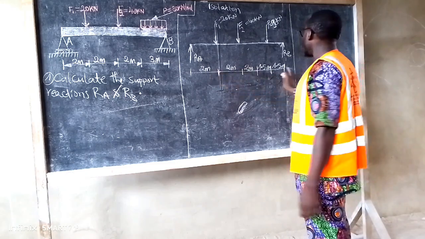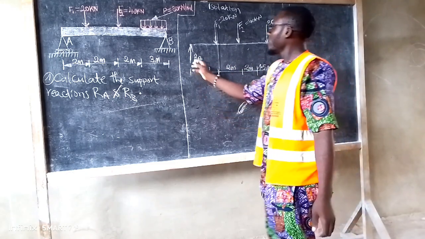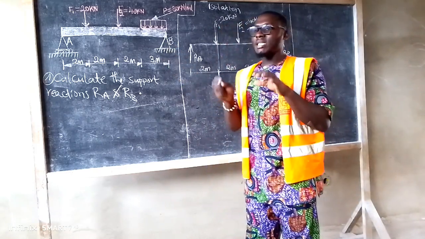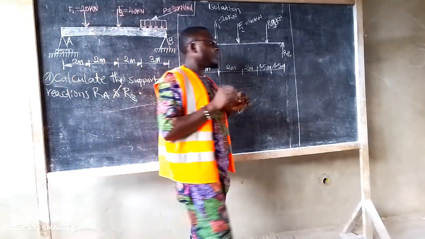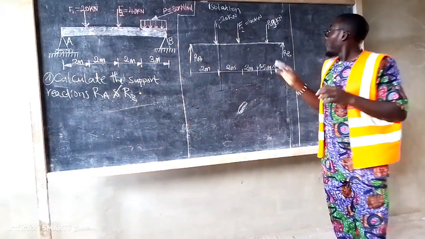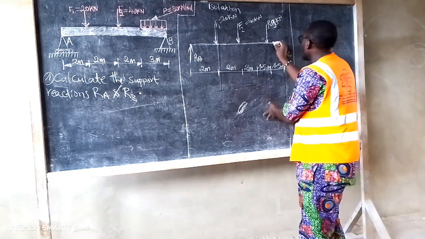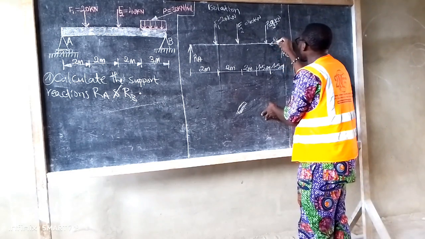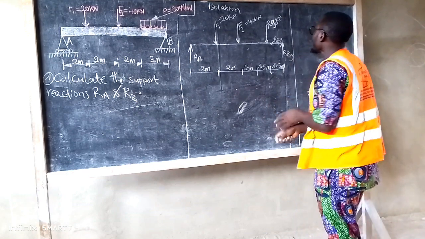So this is our isolation, this is our A, and this is our B. Don't forget at point B it is articulated. It means it has an X component and a Y component. So at point B it has an X component and a Y component. This is the X component. We are going to have RBX, and here we are going to have RBY.